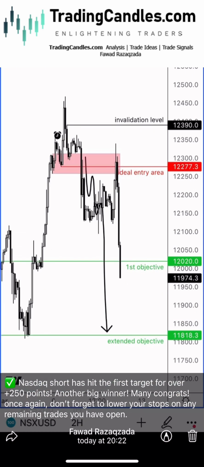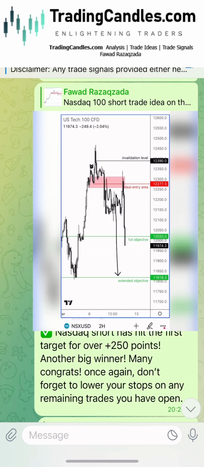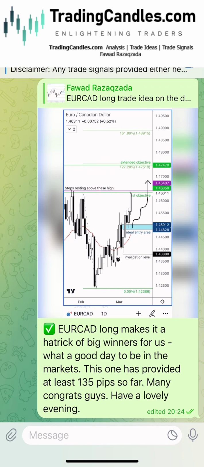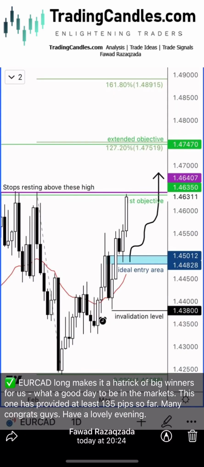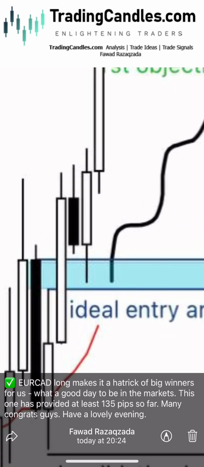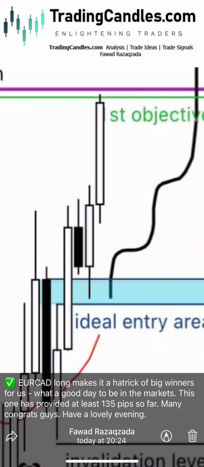hitting our first target. Whether or not it will get to the extended objective remains to be seen, but 250 points is not a bad trade at all on the Nasdaq 100. So that was the Nasdaq. Let's talk about the Euro-CAD. This is what happened. So we went long from around this area on 8th of March, I think it was.